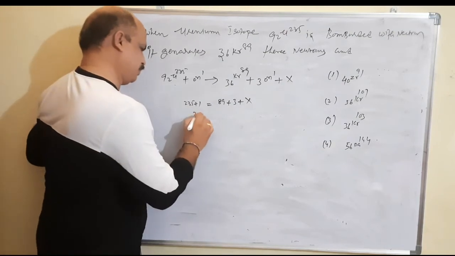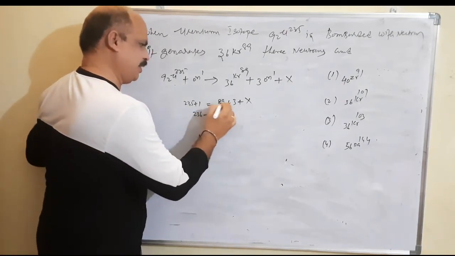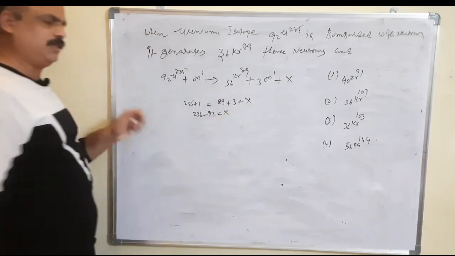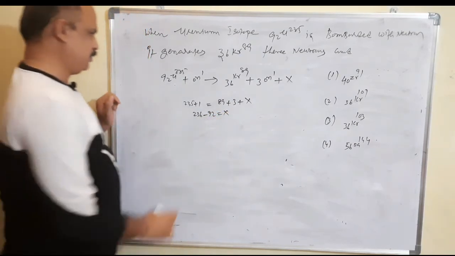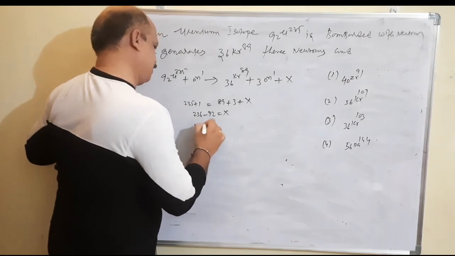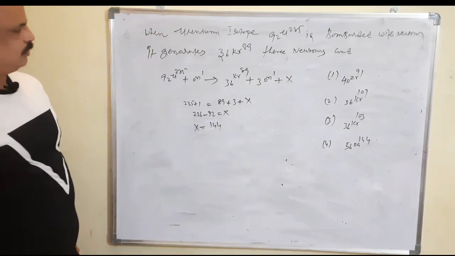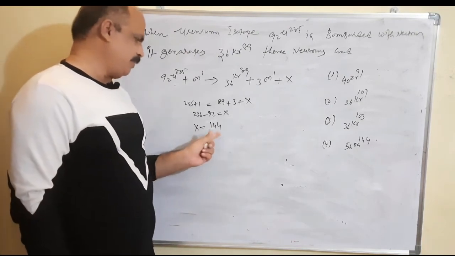235 plus 1 is 236, minus 89 plus 3 is 92, is equal to x. X is nothing but the mass number of the unknown element. So x is equal to 144. So the mass number of the unknown element is 144.